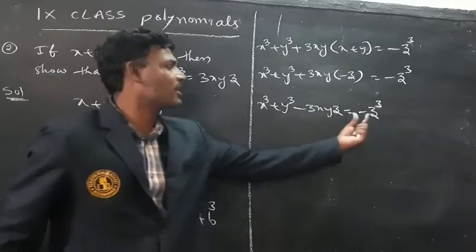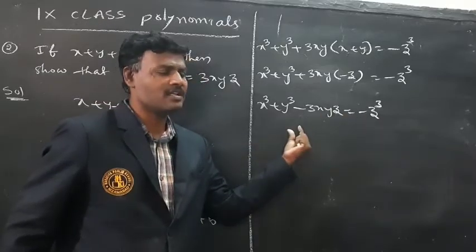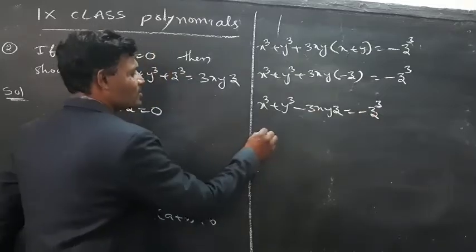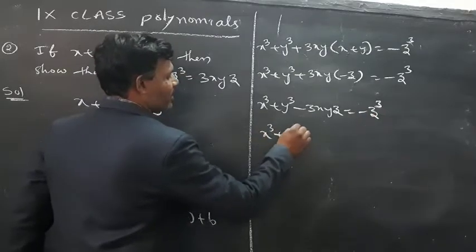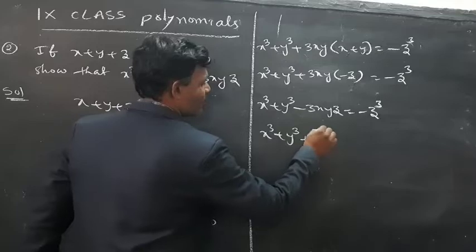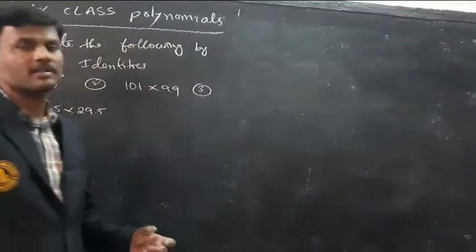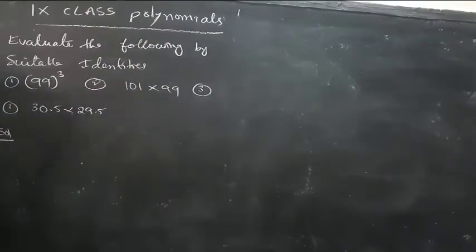Now I am transporting minus z cube to the right side. Similarly, minus 3xyz to the left side. So x cube plus y cube plus z cube is equal to 3xyz. Next questions. Here are some more questions on identities.